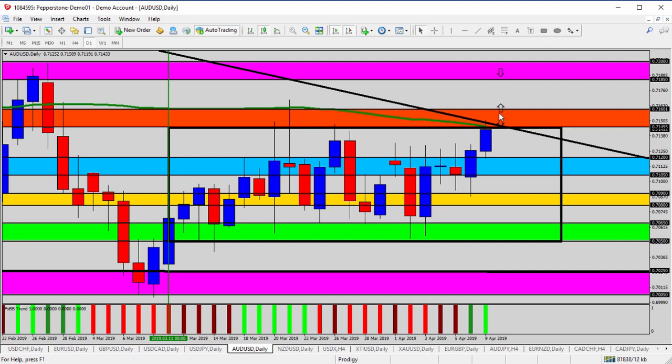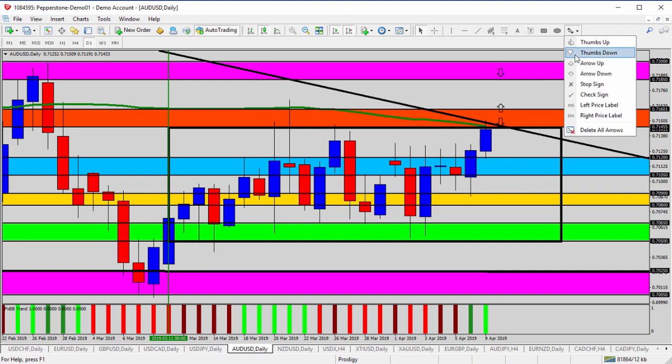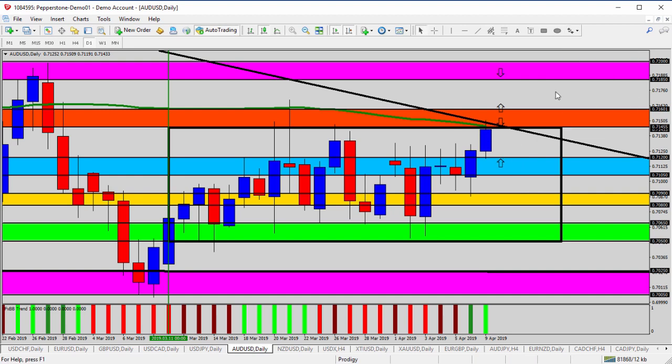So that's not happening. As we look at it today, we'll look for clues and evidence that this is going to still find resistance here, turn around and go back down towards the blue zone as our closest support, and of course the yellow and the green zone would be the next two supports lower, the green zone being the bottom of the range that we have highlighted with the black box. So we're really intently looking at this orange shaded area.